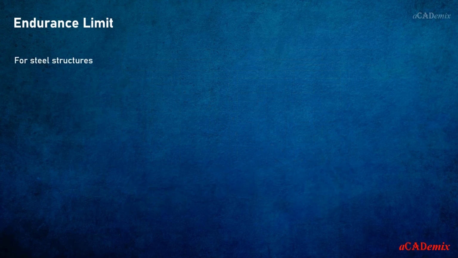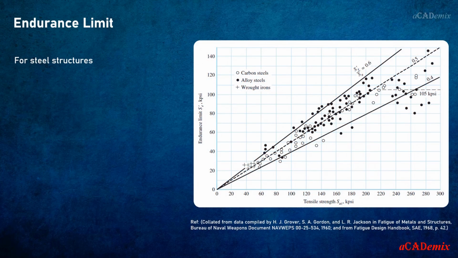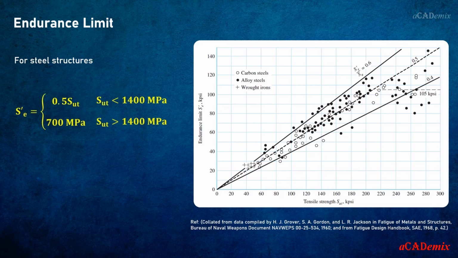Here, we have a reference graph of endurance limits versus tensile strength from actual test results for a large number of wrought irons and steels. From this graph, for the steel structure, the estimate for the endurance limit can be represented like this, where SUT is the minimum tensile strength and S prime E is the rotary beam test specimen endurance limit.